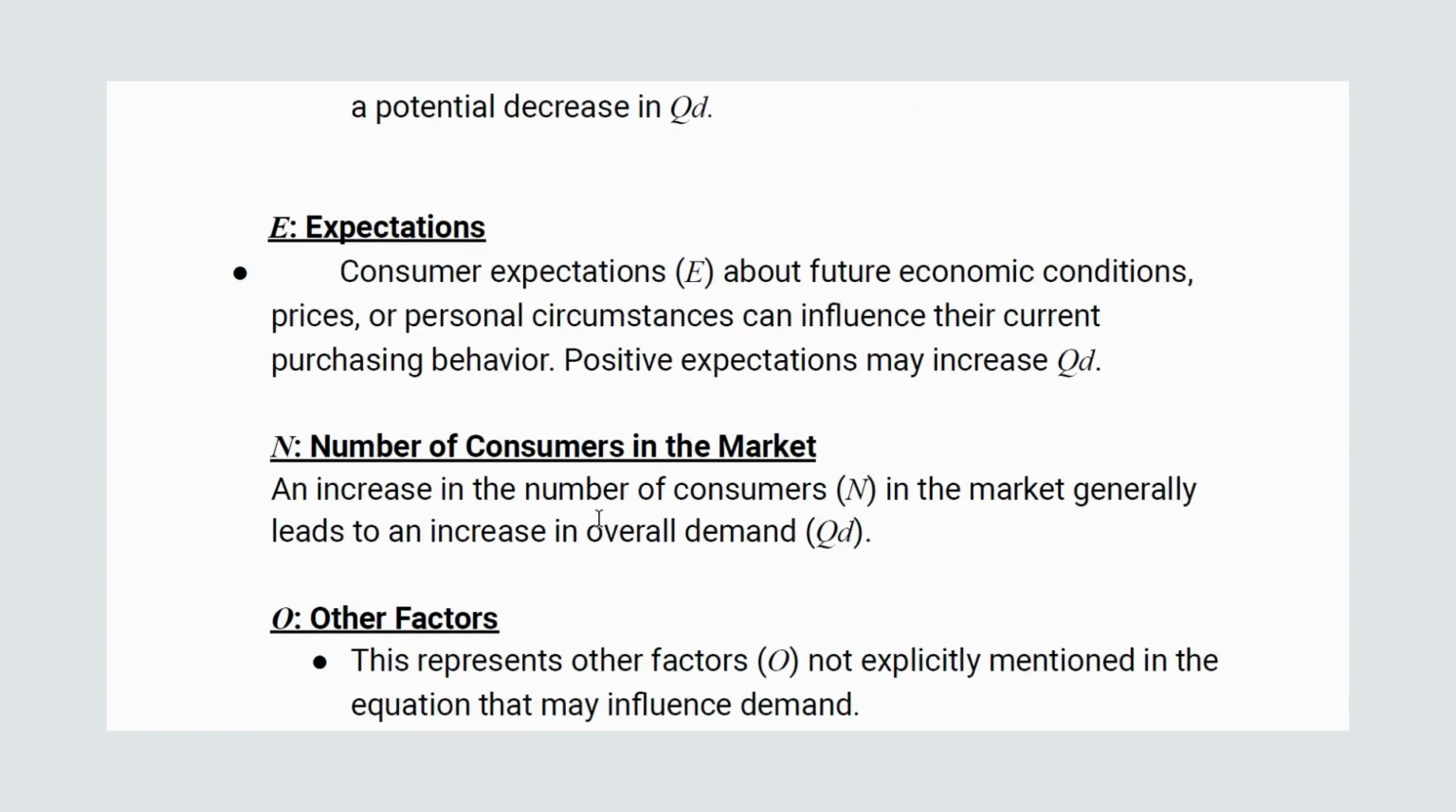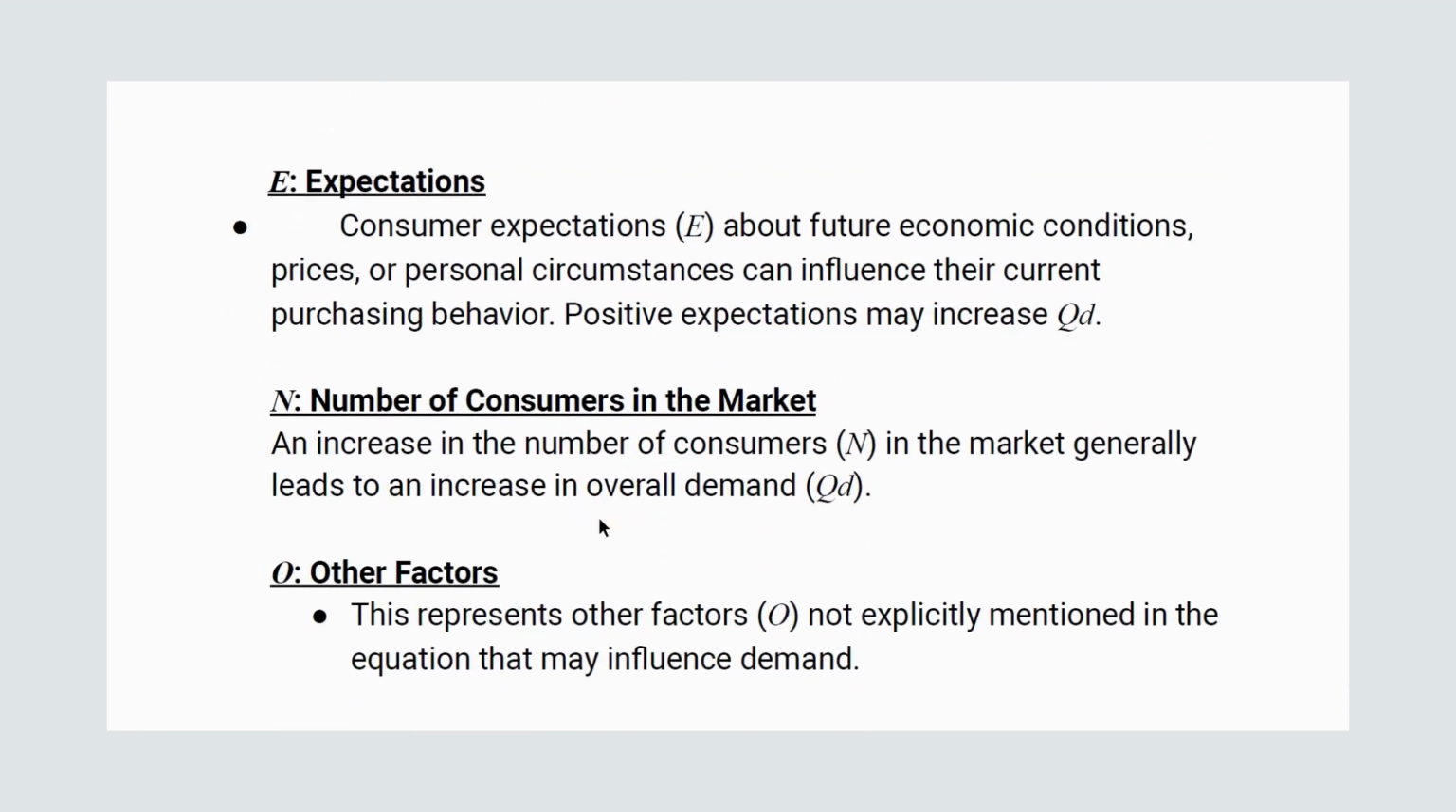Then we can say is expectation. The consumer's expectation about economic conditions, prices, or personal circumstances can also have an influence on their current purchasing behavior. So positive expectation may lead to an increase in quantity demanded. And then comes the number of consumers in the market. When the number of consumers in the market increases, what happens? Generally, it leads to an increase in the overall demand in the market, right?